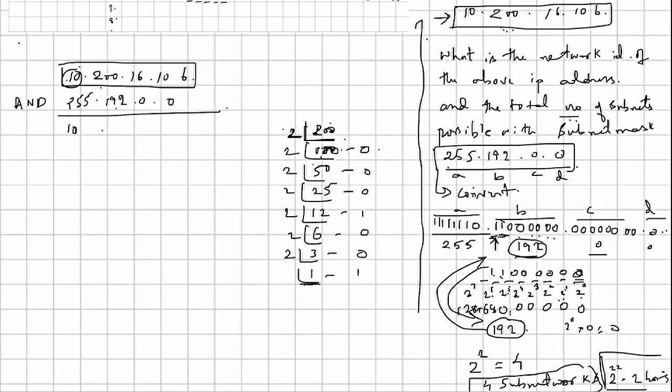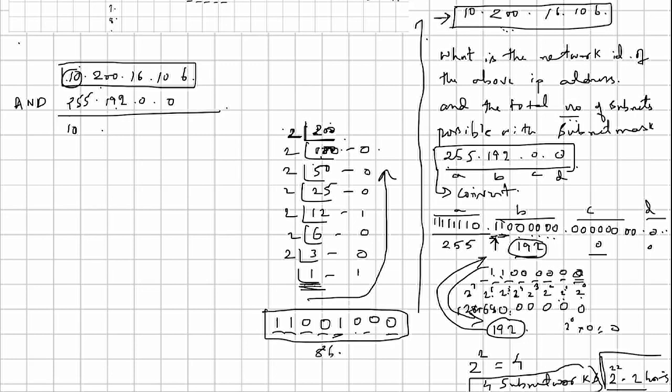You continue until you get 1 as the last quotient, where you can't divide further by 2. So this is the last one. You write the remainders from back to front, that is 1 1 0 0 1 0 0 0. Let us count: 1 2 3 4 5 6 7 8. So this is 8 bits totally, and this is nothing but 200. 200 is written in binary format as 11001000.